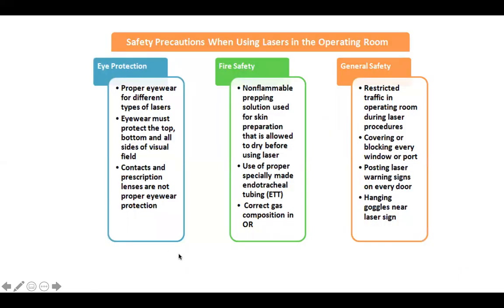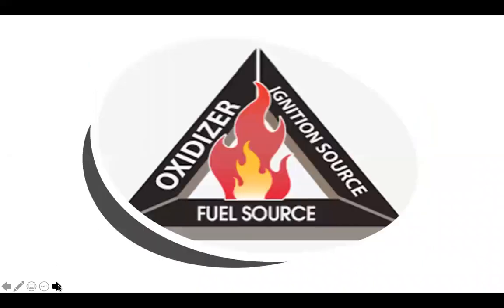This is just a nice schematic that talks about safety precautions when using lasers: eye protection, which we just went over, fire safety, which we'll get into in a minute, and then general safety. When you're doing these cases, you'll see there's restricted traffic in the operating room during laser procedures. The circulator will generally cover the windows on the operating room doors, post laser warning signs on the outside of the doors, and hang goggles on the doors so that if someone needs to come in, they can protect their eyes.